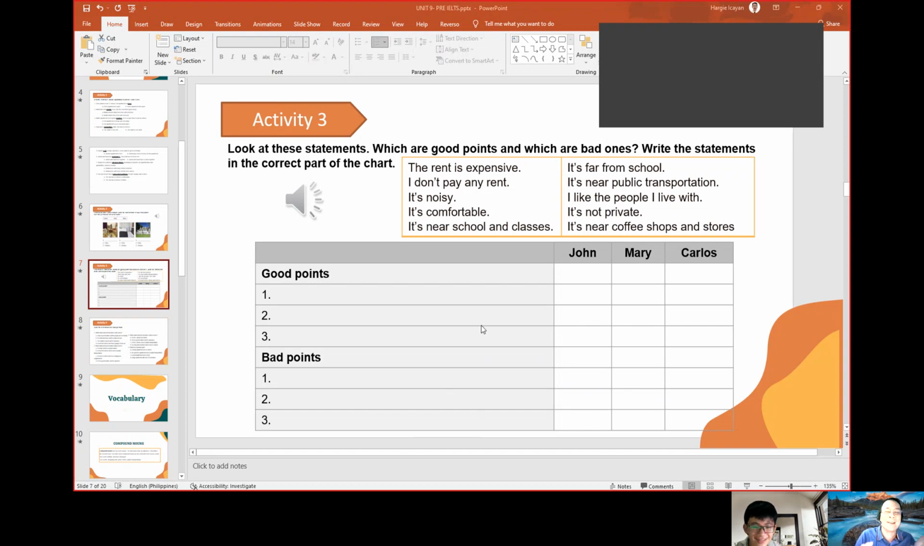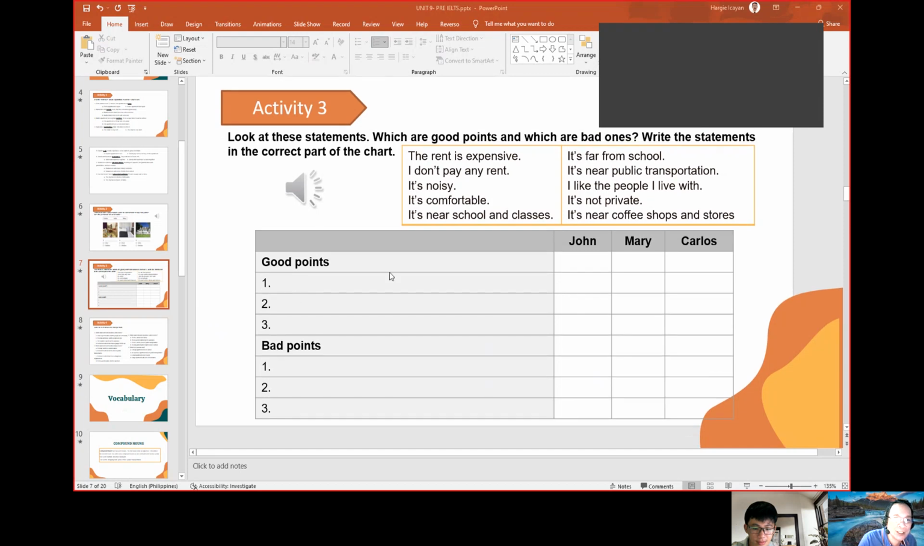Okay. So that is how we are going to distinguish the bad and the good points in certain statements. Very good. Do you have any questions with this, Koi? Okay. Very good. So now let's move on.